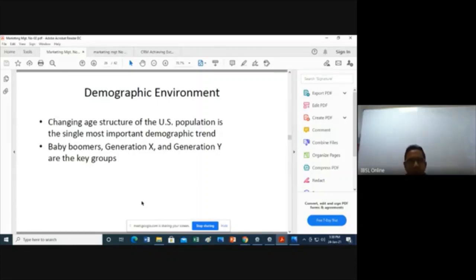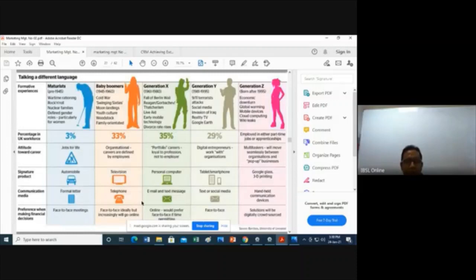Generations like baby boomers, Generation X, and Generation Y are the key groups. There is a lot of discussion going on about these specific generations in the world. Starting with the people who were born before 1945, they are called maturists. The UK population percentage is about 3%. Their attitude towards a career is jobs for life; they look for lifelong jobs. Signature products are automobiles, communication media is formal letters, and their preference when making financial decisions is face to face. This is the crowd we call today the senior citizens.